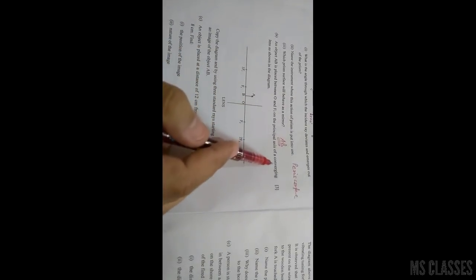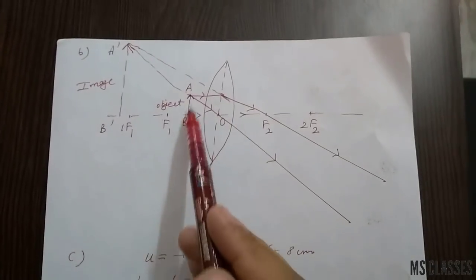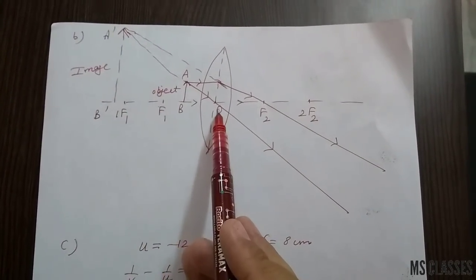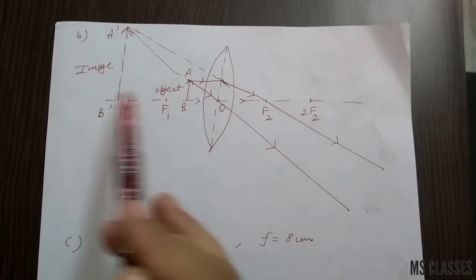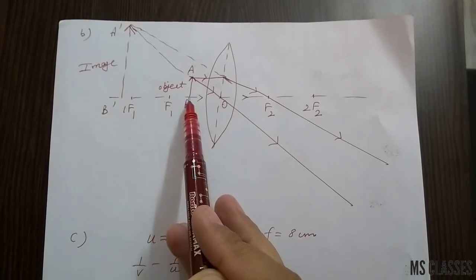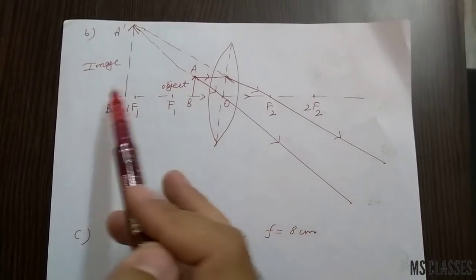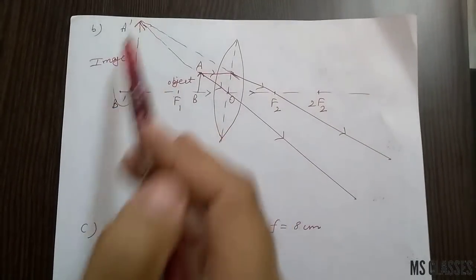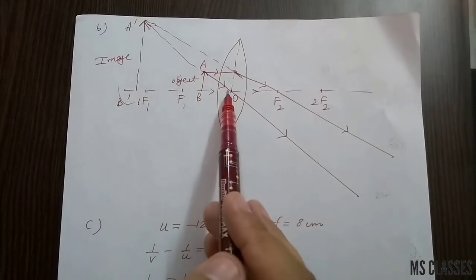Second, an object AB is placed between O and F on the principal axis of a converging lens as shown in the diagram. Copy the diagram and by using 3 standard rays starting from point A, obtain the image of the object AB. So here is the diagram where the object is placed between focus and optical center, and the image is formed beyond, okay, and the image is formed on the same side of the object and which is highly enlarged. So here we have shown the 3 rays, okay.